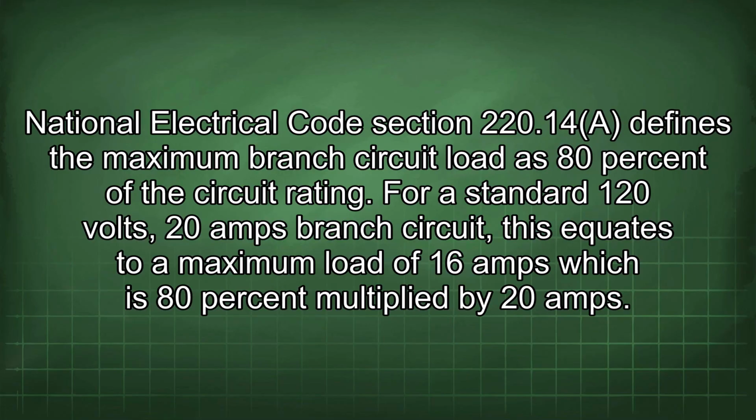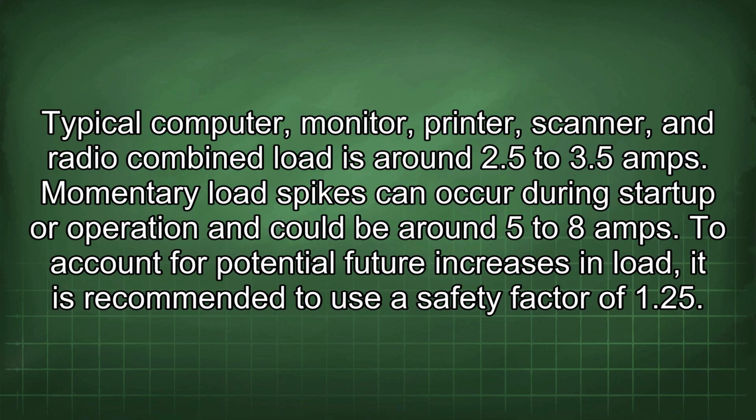National Electrical Code Section 220.14 defines the maximum branch circuit load as 80% of the circuit rating. For a standard 120 volts, 20 amps branch circuit, this equates to a maximum load of 16 amps, which is 80% multiplied by 20 amps. Typical computer, monitor, printer, scanner, and radio combined load is around 2.5 to 3.5 amps.